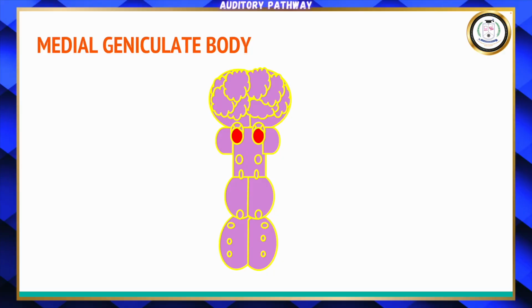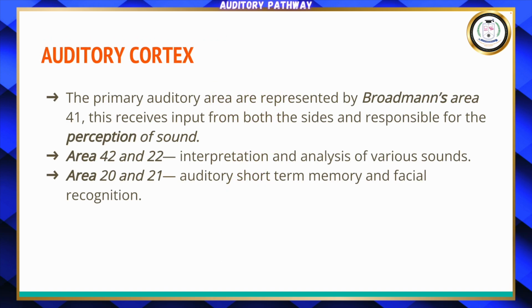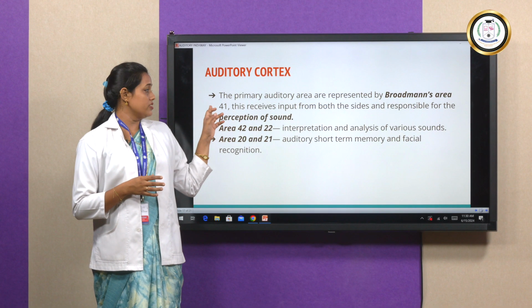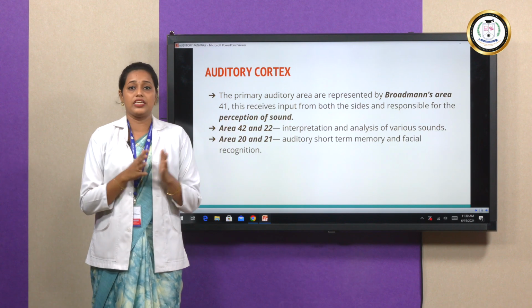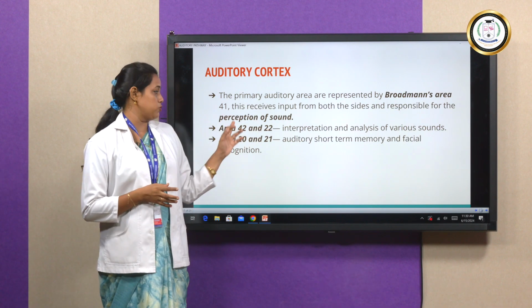This is the picture representation of the medial geniculate body. The red colored segment is called the medial geniculate body. And the last one is going to be the auditory cortex. The primary auditory cortex is represented by Brodmann's area number 41. This receives information from both sides and it is responsible for the perception of sound.